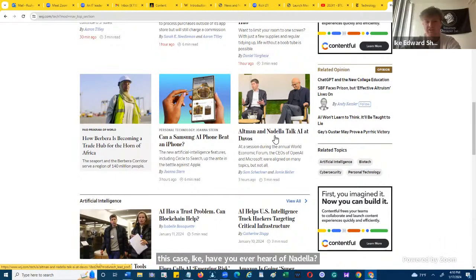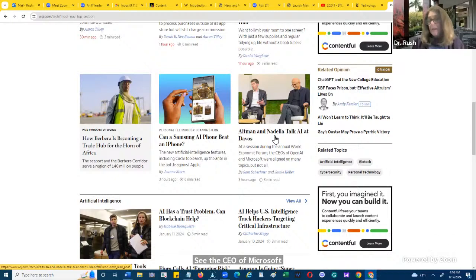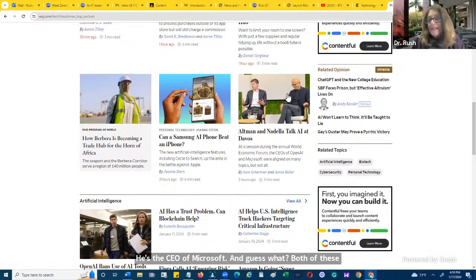Is he the CEO of Microsoft? He's the CEO of Microsoft. And guess what? Both of these guys, and he is now just tickled pink, Nadella, isn't he? He's tickled pink, right? That he can meet, and they can talk about, this would be an interesting article to read. Altman and Nadella talk AI at Davos. And they're aligned on many topics, but not at all.